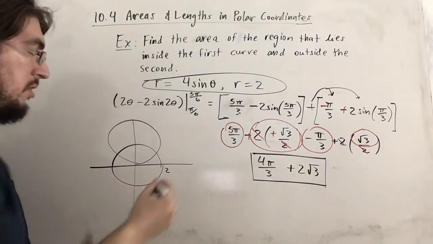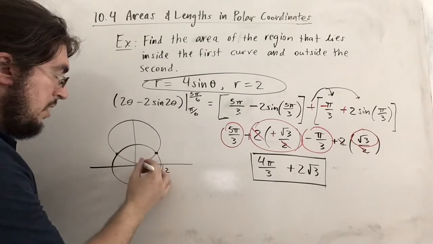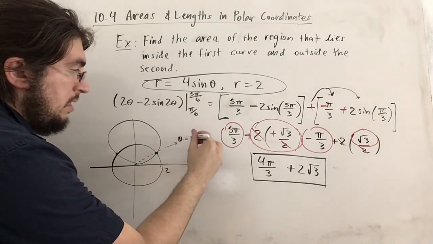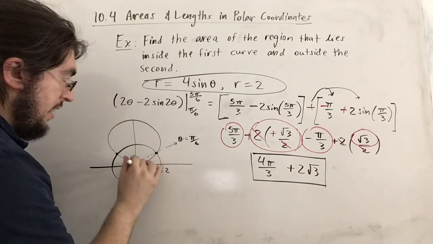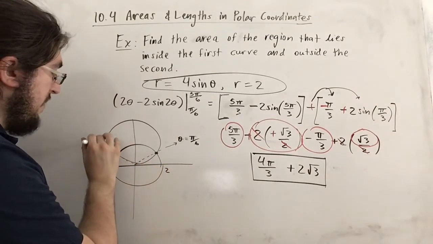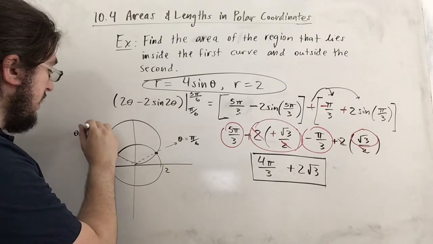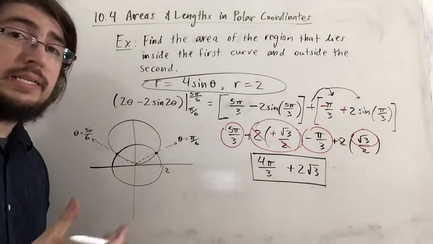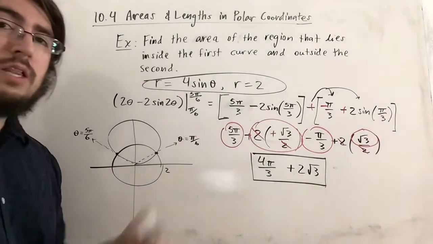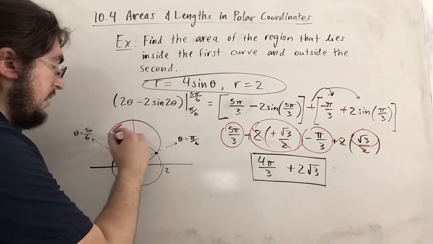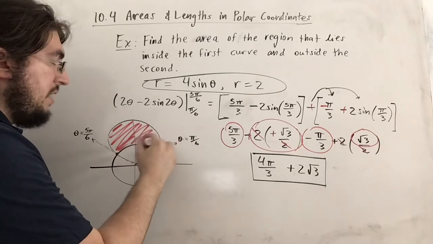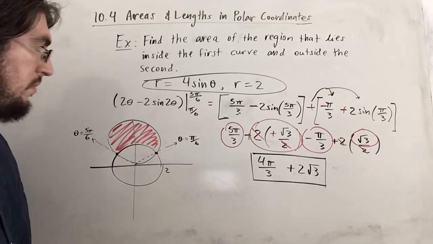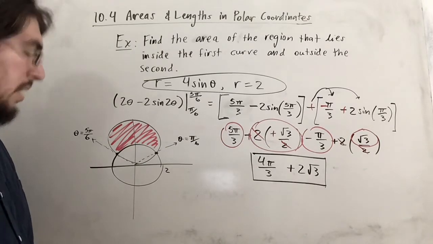Now, notice first off, they intersect at these angles, which actually do appear to be the angles we found, theta equals pi over 6 and theta equals 5 pi over 6. Now, it looks pretty fitting, of course, because one's in the first quadrant and the other one's in the second quadrant. So that makes sense. Good. Now, this value we found represents the area that is in this 4 sine of theta curve, but outside of the r equals 2 curve. All right, good.